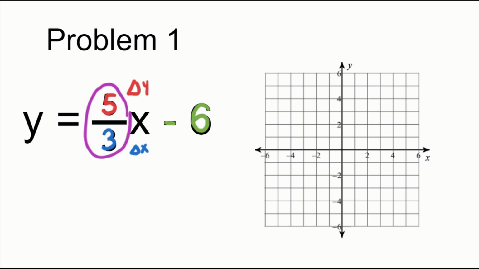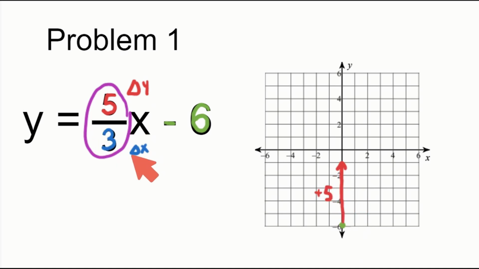So now that we analyze the parts of our equation, let's go ahead and make a graph. We know that our y-intercept is at negative 6. So on the y-axis, we're going to start at negative 6. We'll put our first dot here. We know that our change in y is 5. So our up and down change from our starting point, we're going to move up 5. 1, 2, 3, 4, 5. So we're going to go up plus 5.